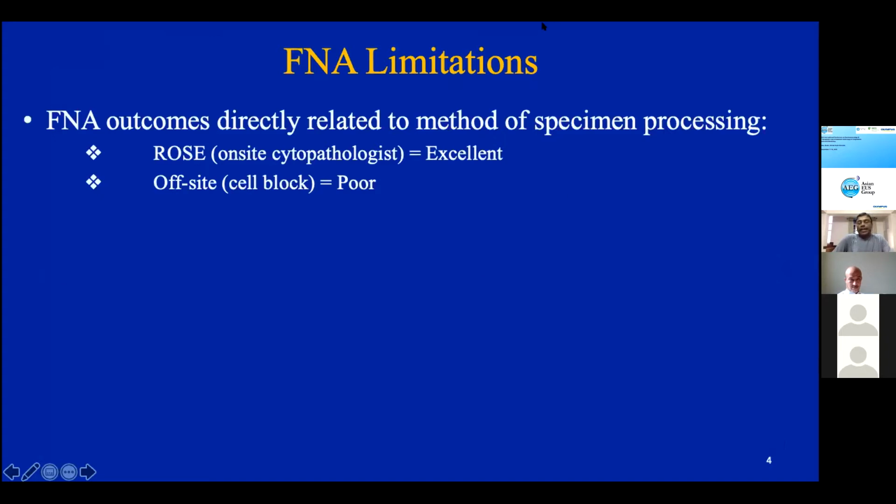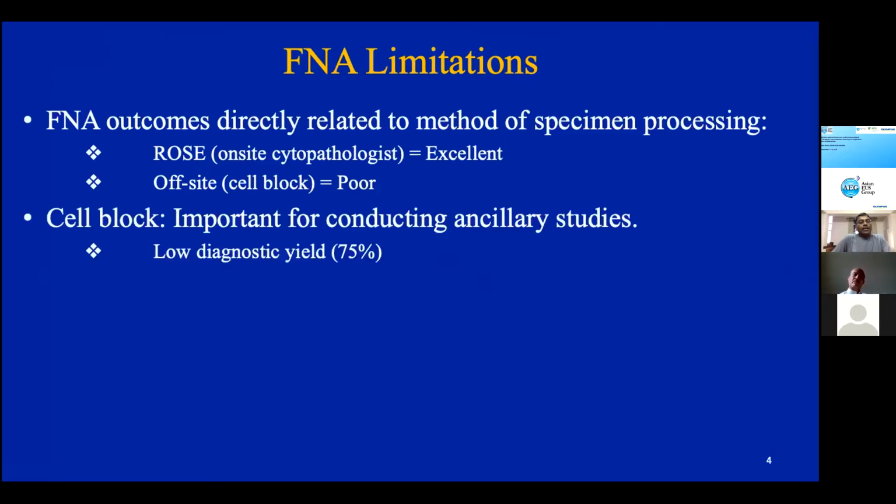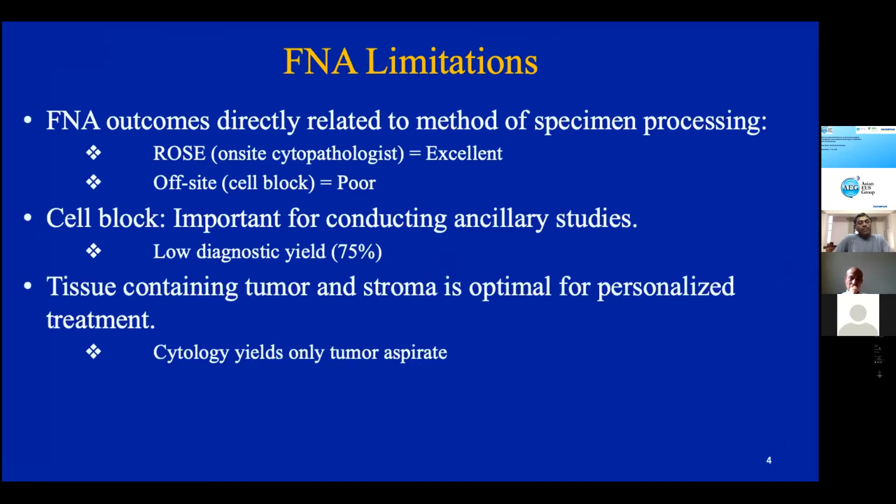The problem with the FNA is, yeah, if you have ROSE, it's outstanding. If you don't have ROSE, we have a problem. The cell block is important, unfortunately, for conducting ancillary studies, like molecular profiling for pancreatic cancer. But if you have a diagnostic yield of 75%, then those tests cannot be performed.